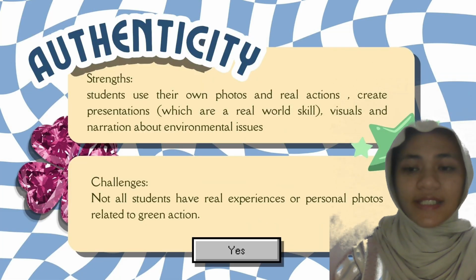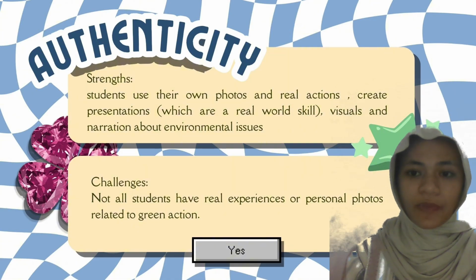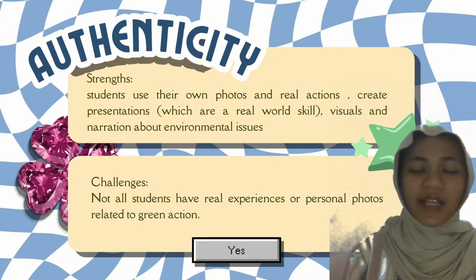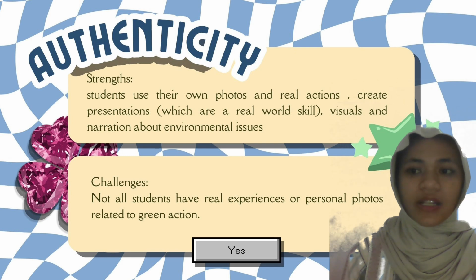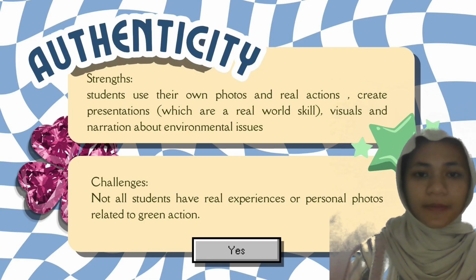Okay, the next is authenticity. Authenticity means the test should reflect real-life language use, and authentic tests use tasks that are similar to real life. This assessment fully meets the principle of authenticity because the tasks truly resemble real-life language use. Students are asked to use personal photos of green actions they have taken, such as planting trees and so on, and then the students tell their own stories. However, not all students have real-life experiences or personal photos related to green action, so they may feel forced to make things up to fulfill the assignment.